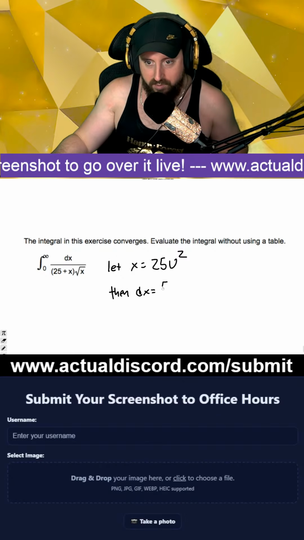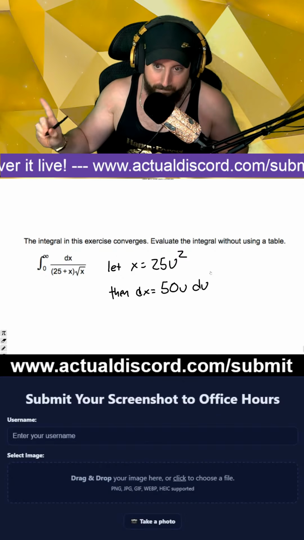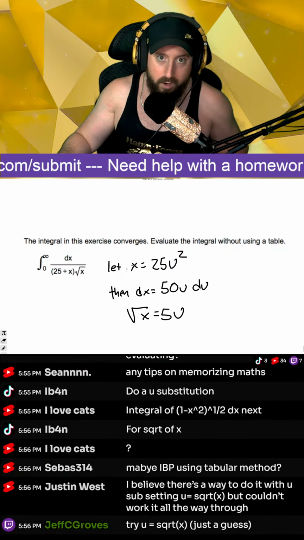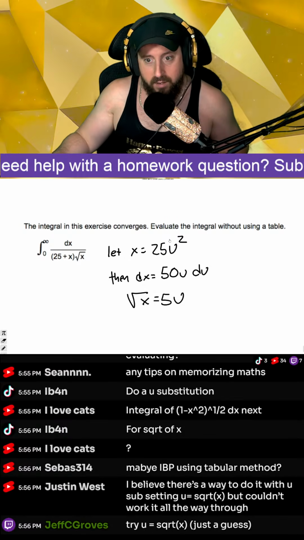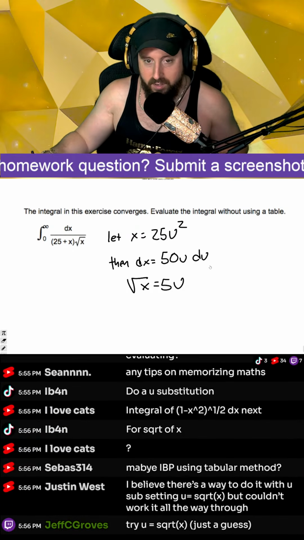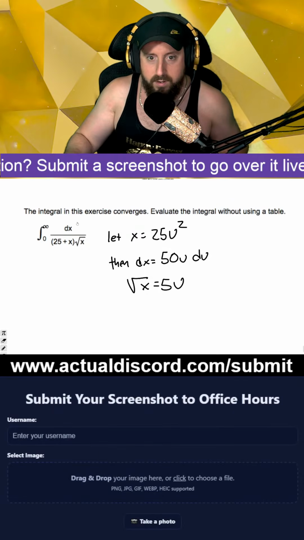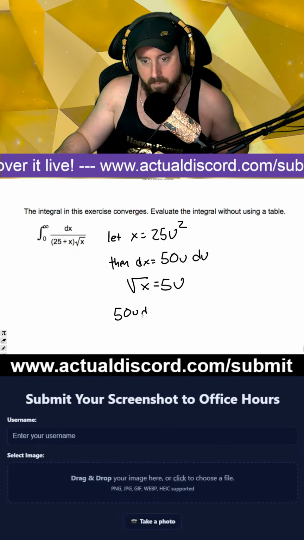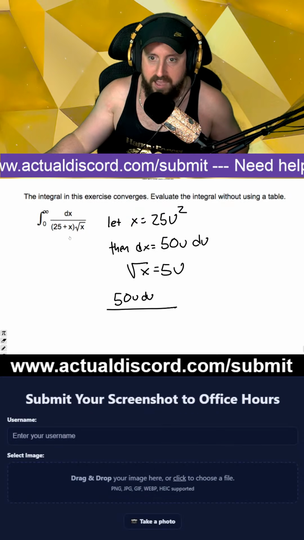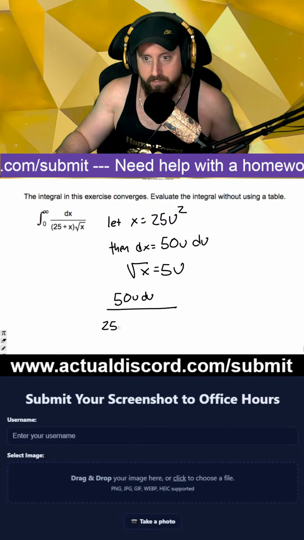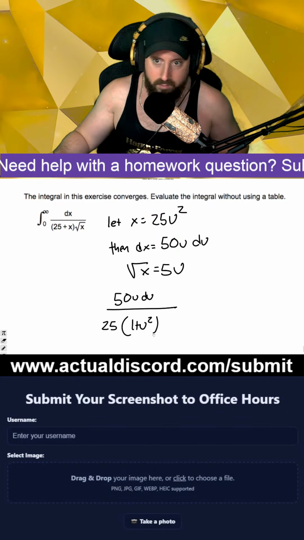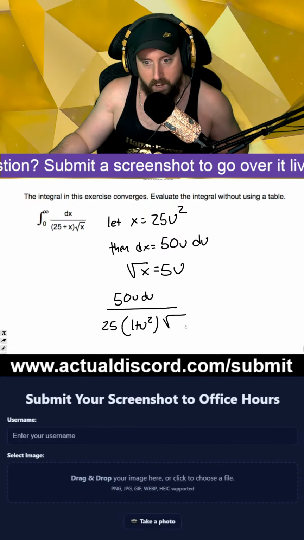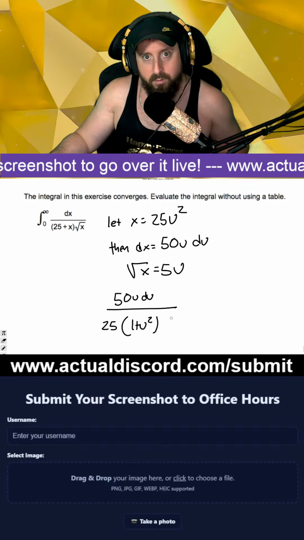Yeah, no, Justin, let's try this. Okay, so then this is 50u du. This is very cool, because then the square root of x is equal to 5u, right? Yeah, u equals square root of x. Exactly. Okay, so watch what happens. Now my dx is 50u du on the top. 25 plus x becomes 25 times 1 plus u squared. And then the square root of x is 5u.